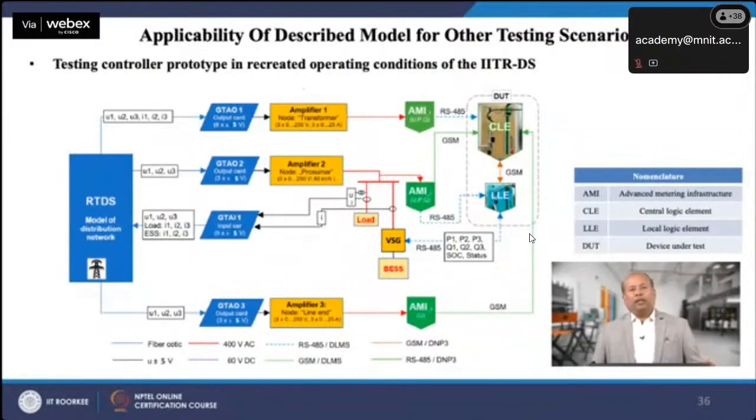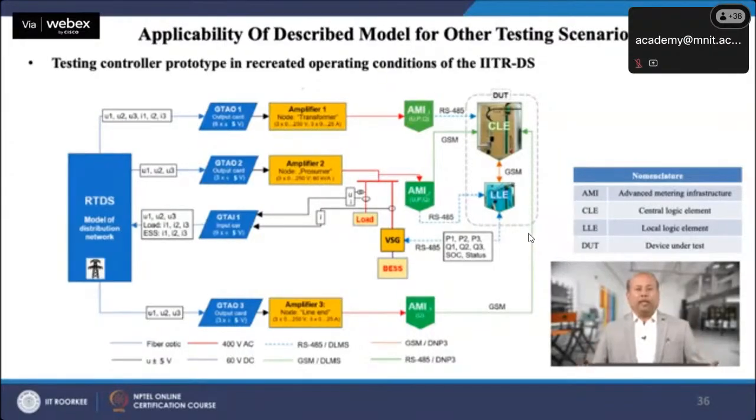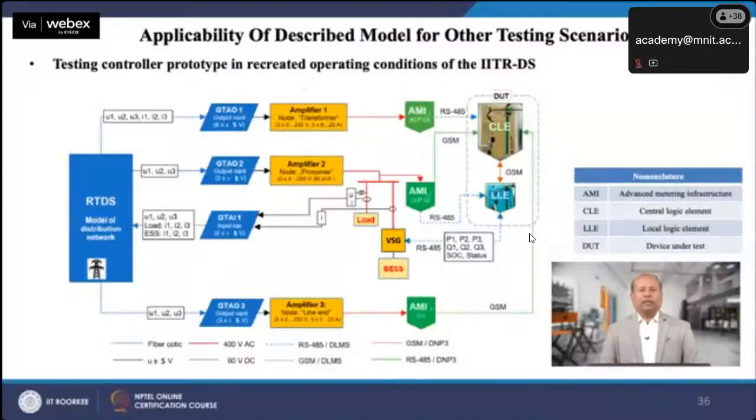The concept can be once again described through the schematic diagram in this slide. Here the IIT Roorkee distribution system is modeled in RTDS with 3 nodes taken out with the help of the amplifier. The measured voltage of the substation node 7, named transformer, is taken out via the GTAO card of the RTDS.